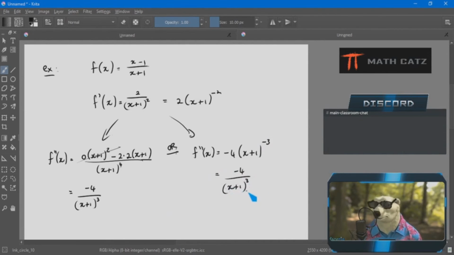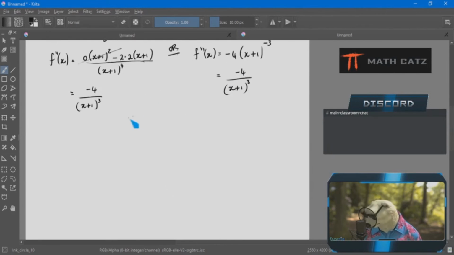Some people love the quotient rule. I don't want to stand between you and your love of the quotient rule. That's okay. But know that you have options. And the chain rule is another option. Whichever one really gets me to simplify safely, honestly. That's my priority here. I don't want to make a mistake in simplification because I'm going to use that simplified version moving forward.